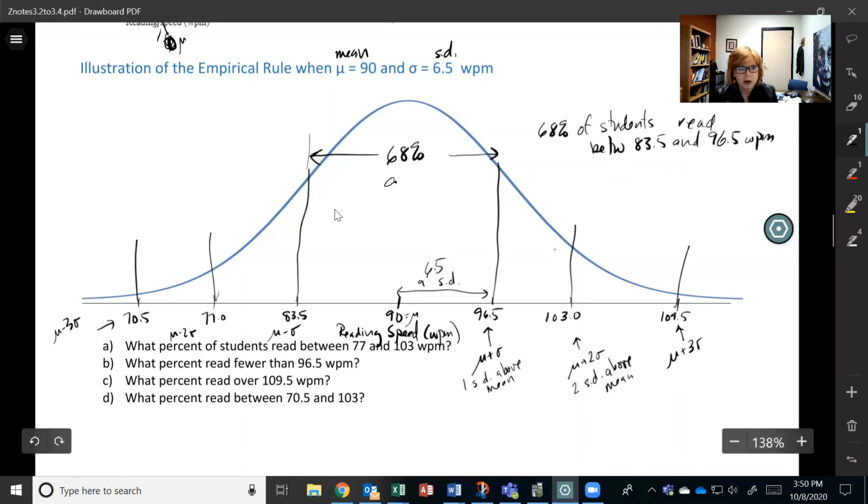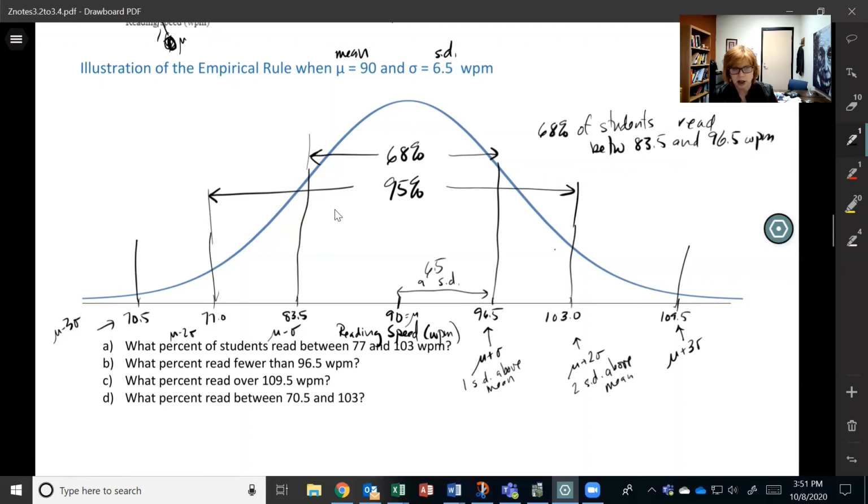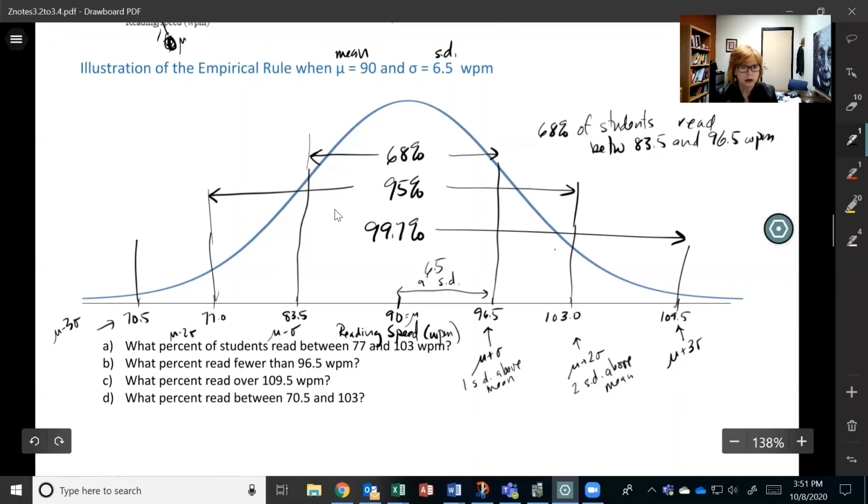My next one is 95%. 95% occur within 2 standard deviations, 2 below and 2 above. So 95% of students will read between 77 and 103. And my last one is 99.7%. So almost all students, 99.7%, read between 70.5 and 109.5 words per minute.